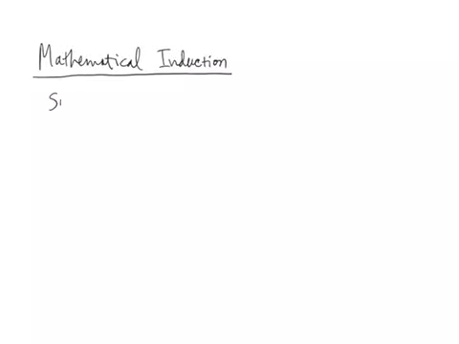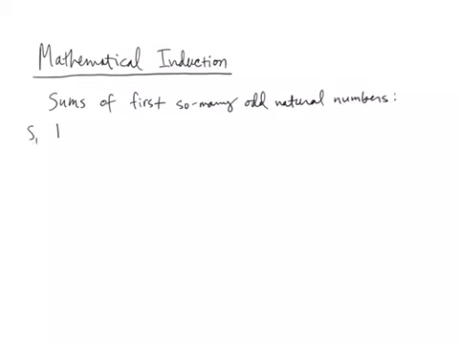Okay, so sums of the first so many odd, let's just say natural numbers. So the sum of the first one odd natural numbers, that's just 1. Okay, and let's call this S1. So S1 is just 1, and that's all there is to it.